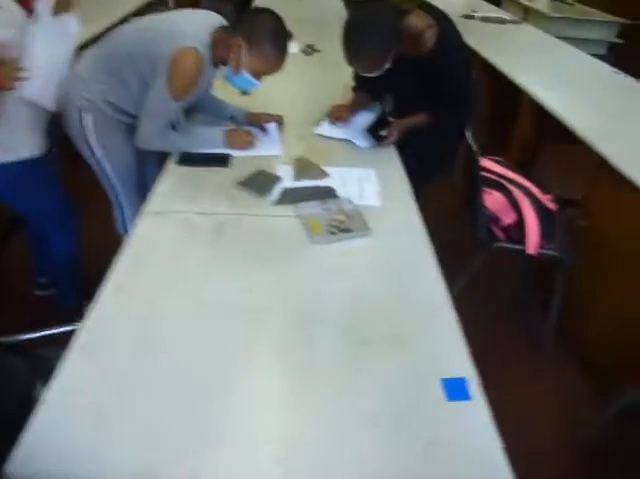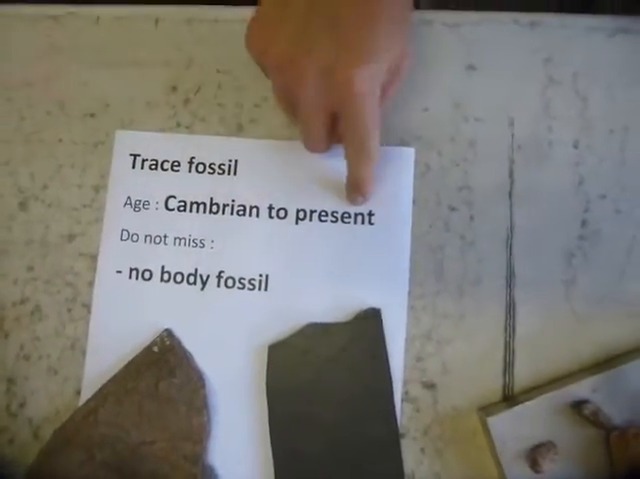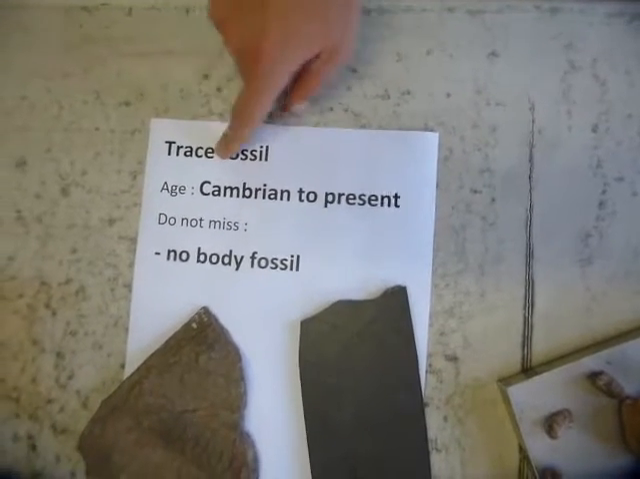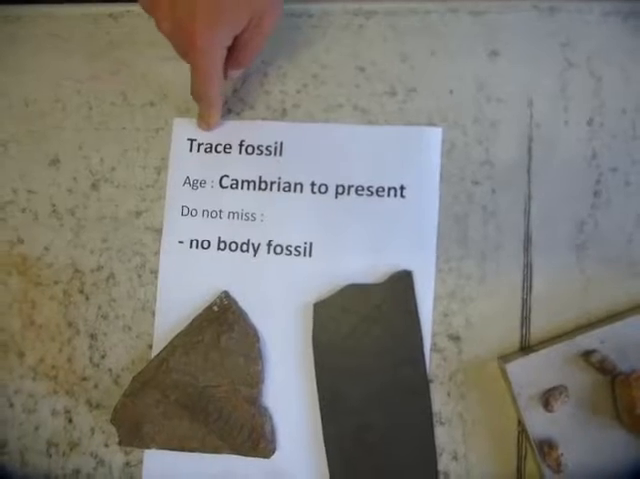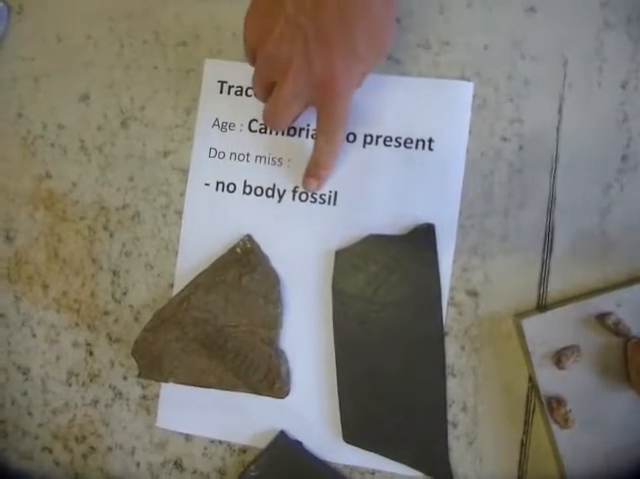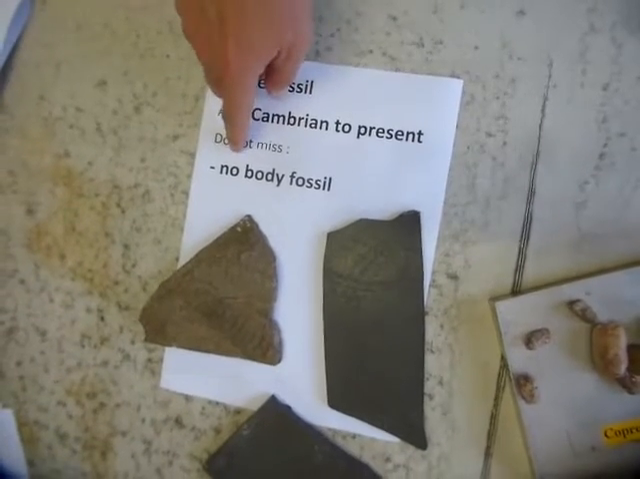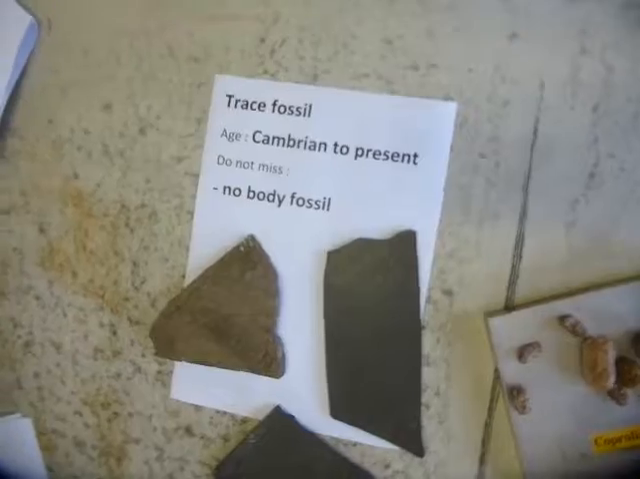So the last fossil of the row is the trace fossils. As you can see here, you find them from the Cambrian to present because they are just traces of activity of an animal. So the activity of an animal means that there are no body fossils. It's just the remains of what an animal did a long time ago.